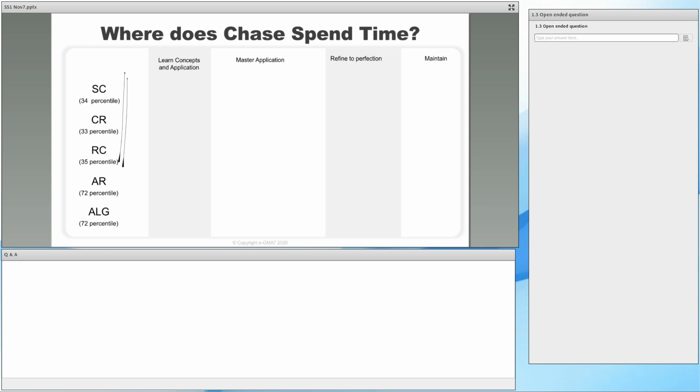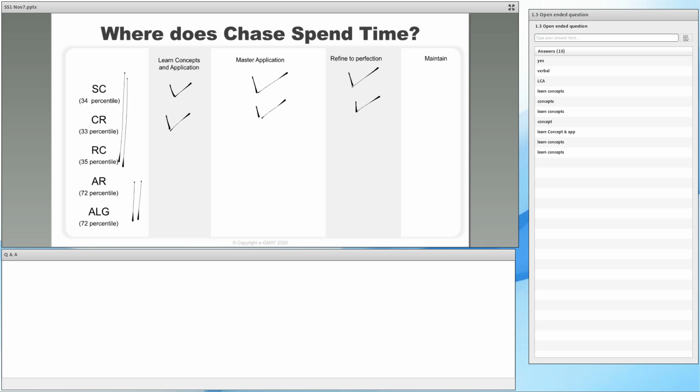Learn concepts and applications. Yes, he'll be spending his time over here. Remember, he has to get to almost 90th percentile. So for each of these, he'll be spending his time over here. He's at 33rd percentile.